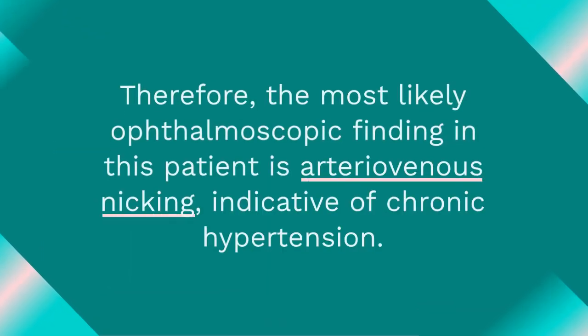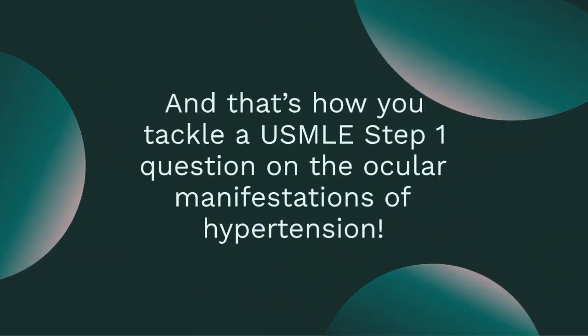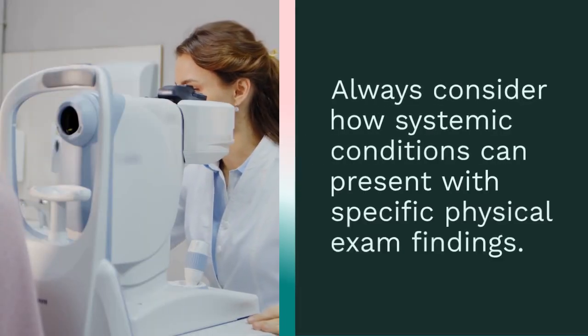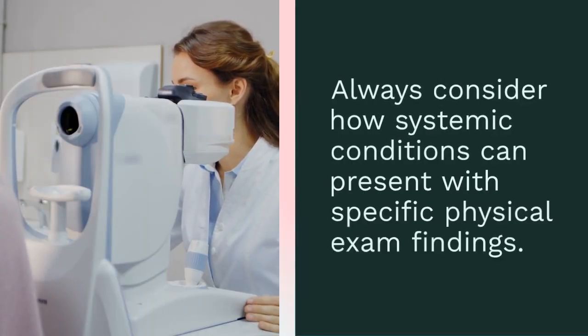Therefore, the most likely ophthalmoscopic finding in this patient is arteriovenous nicking, indicative of chronic hypertension. And that's how you tackle a USMLE Step 1 question on the ocular manifestations of hypertension. Always consider how systemic conditions can present with specific physical exam findings.